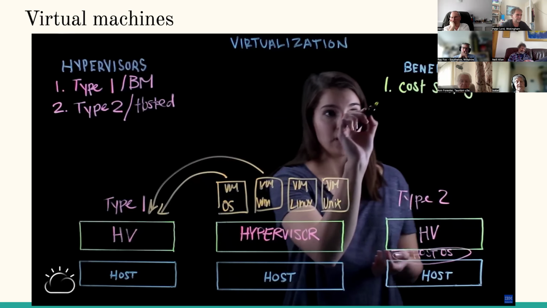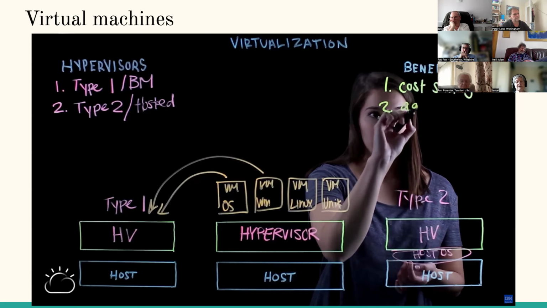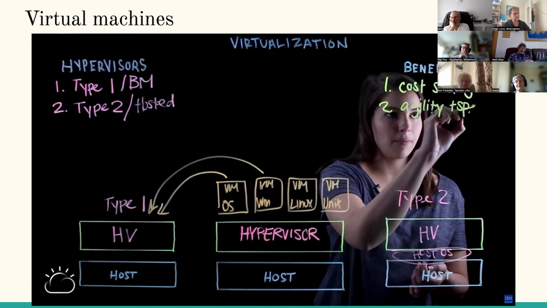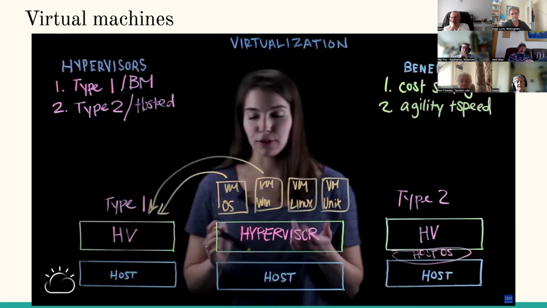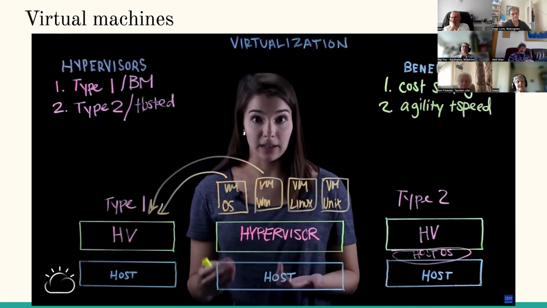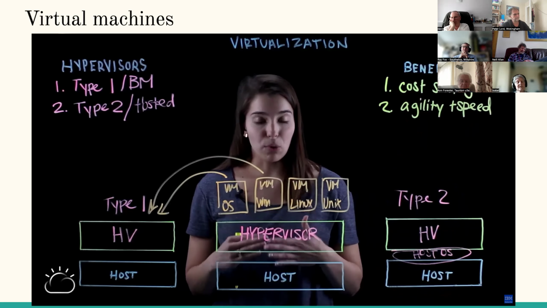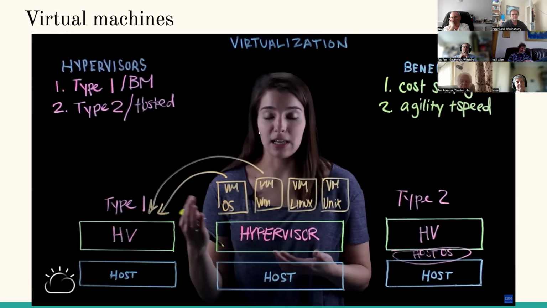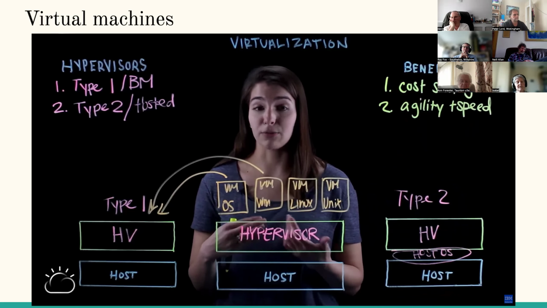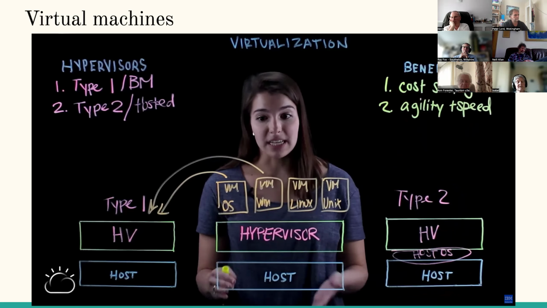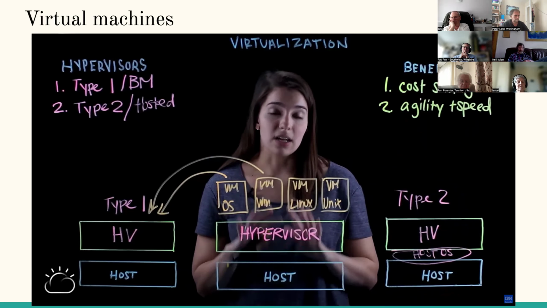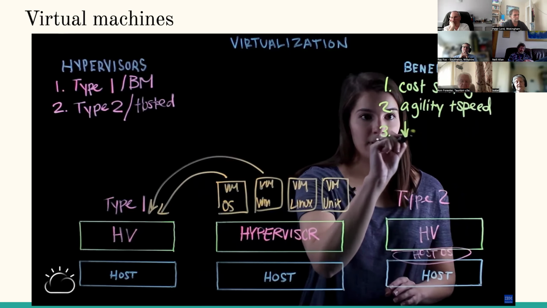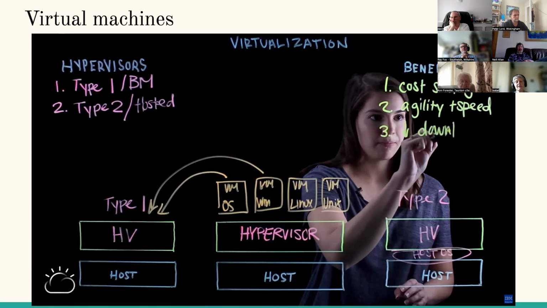Number 2 would be agility and speed. Like I said, spinning up a virtual machine is relatively easy and quick. A lot more simple than provisioning an entire new environment for your developers if they say they want to spin up a new environment so that they can run a dev test scenario, whatever it might be. Virtualization makes that process a lot simpler and quicker. And 3, lowers your downtime.